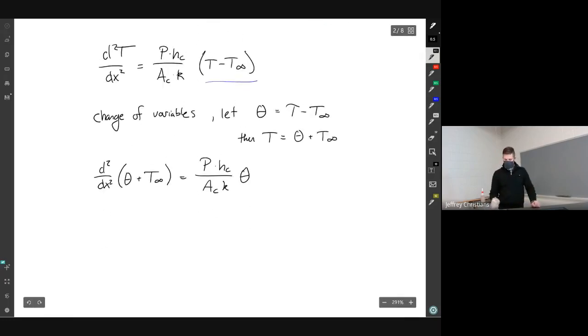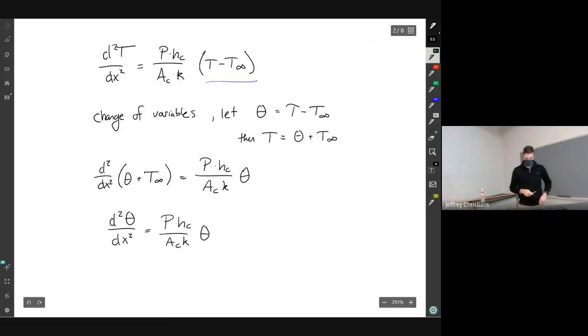Because this is an addition sign, we can split it up and do those two differentials at the same time. And the T infinity will go away because T infinity is a constant. So you take the second derivative of a constant and that equals 0. So this just simplifies to d squared theta dx squared equals p hc over ac k theta. Okay, so that's simpler to deal with.